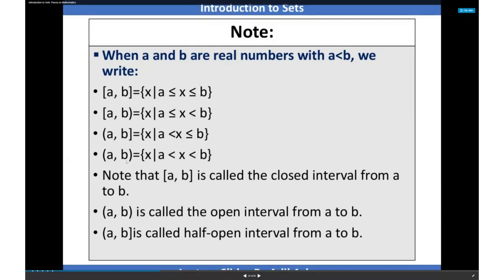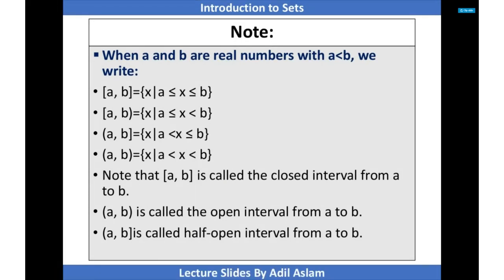So here we are saying it's an open interval. This one is called a half open interval. And this one is called a closed interval. So you can see how our interpretation of brackets is very important in set theory and programming.